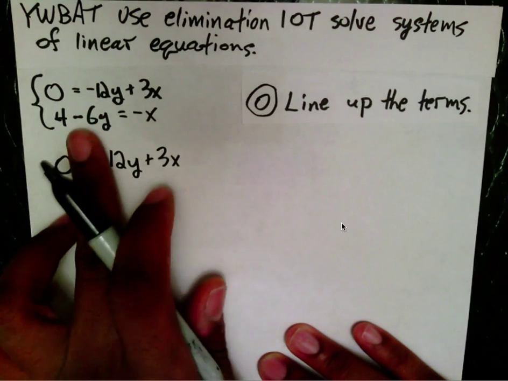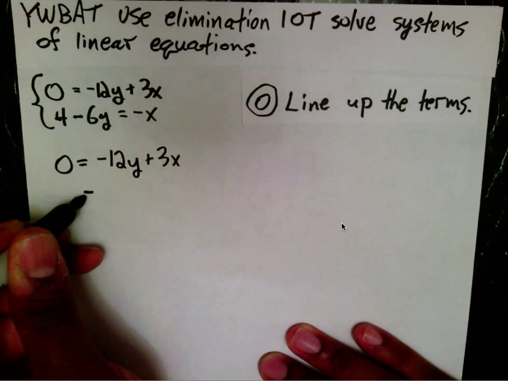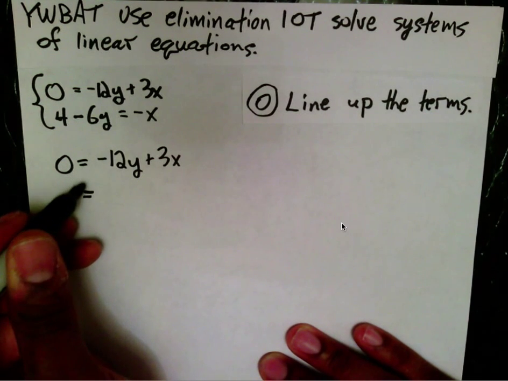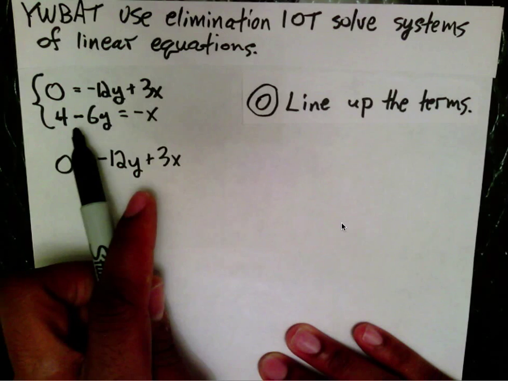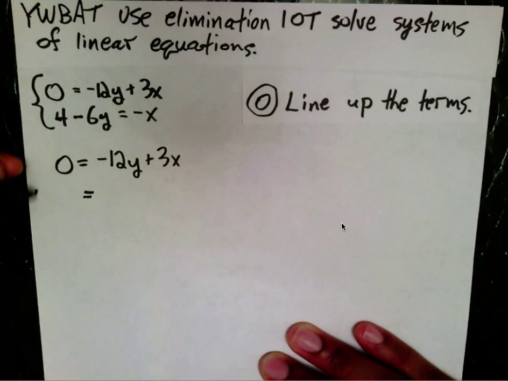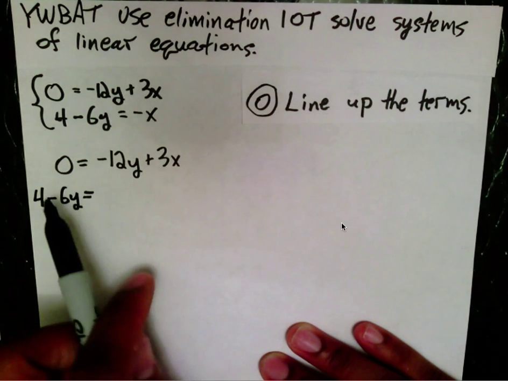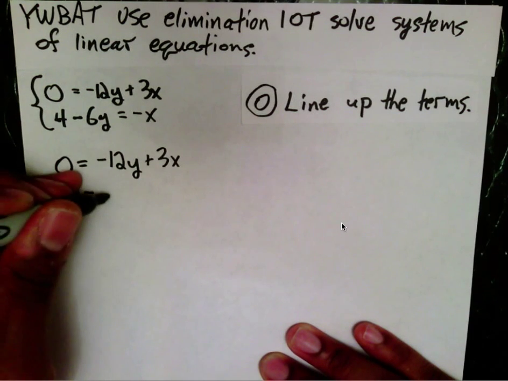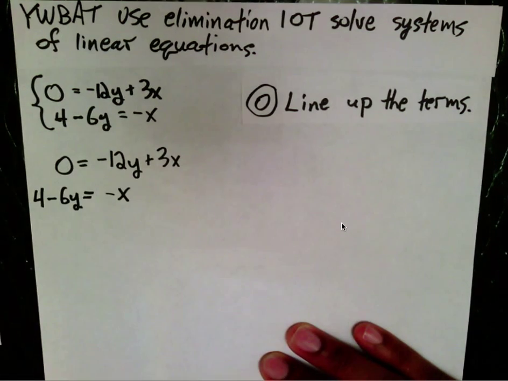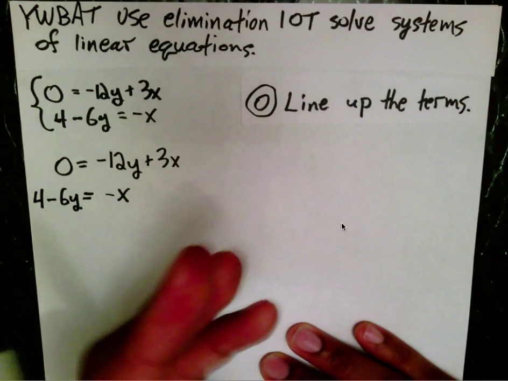Now, how am I going to line it up with the bottom? Well, first things first, I'm going to see where the equal sign is. I'm going to line up the equal signs like that. And now, what's on the left side of the equal sign? 4 minus 6y. So let's write that. 4 minus 6y. That's the left side of the equal sign. What's on the right side of this equal sign? Negative x. And now that the equal signs are lined up, I can see what I need to move where.